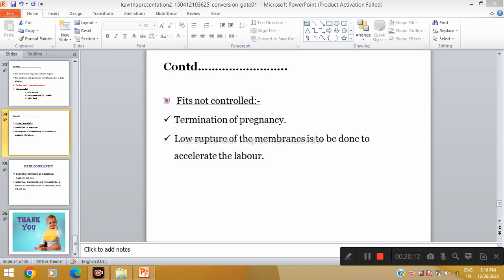So this class is after such a long time, so we have to discuss one by one. We have already discussed all the things which are related to eclampsia.